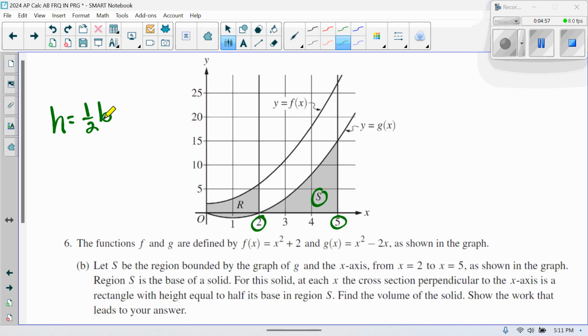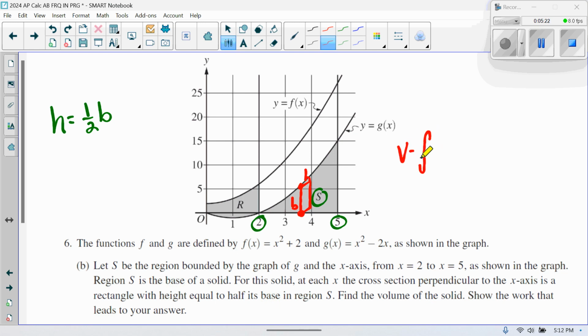So if I were to draw a rectangle here in red, that's the base. The height is half of whatever the base is. Maybe it comes up a little bit. We've got this little rectangle, with base and height. Find the volume.